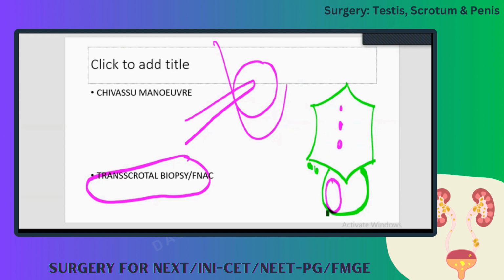This is the testis. The patient is having a testicular malignancy. So testicular malignancy spreads to lymph nodes. It will spread in this way, see the green pointer going. It will spread through para-aortic lymph nodes and para-caval lymph nodes. This is the way testicular lymph nodes spread. Whereas the scrotal skin will spread to inguinal lymph nodes.